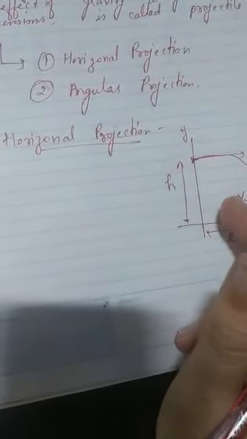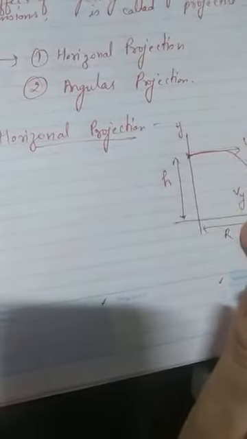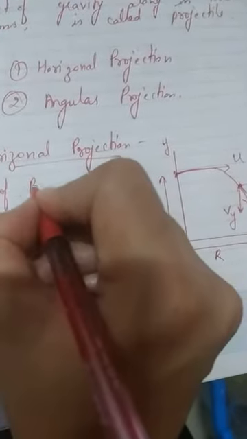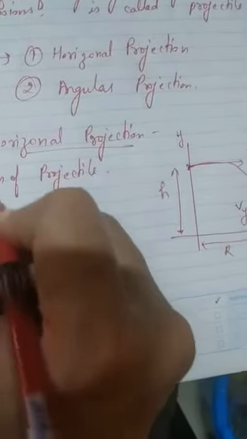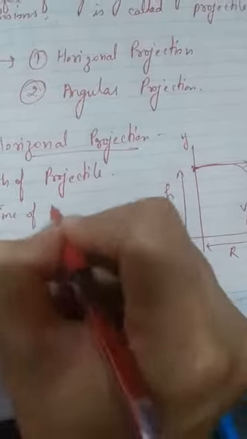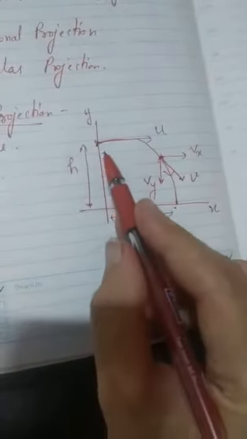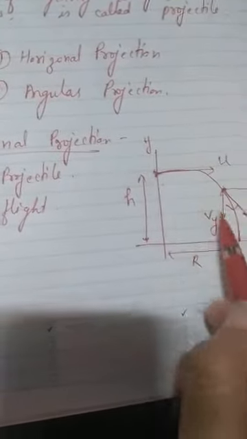Clear now? Now there are different terms we will do. First our path of projection, that during the projection, what will be the path during this projection? That will be path of projectile. Second term we will find is time of flight. What is time of flight? Time of flight is the time taken during this projection from here to there by the object.